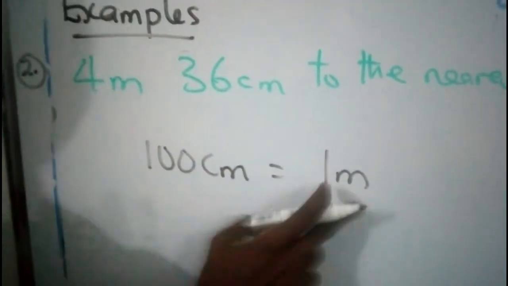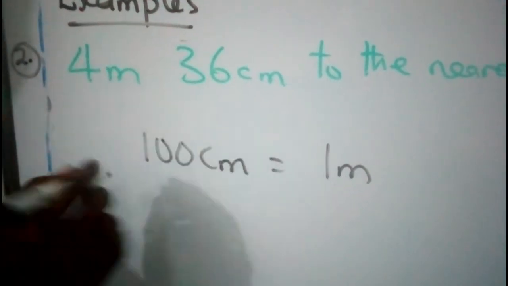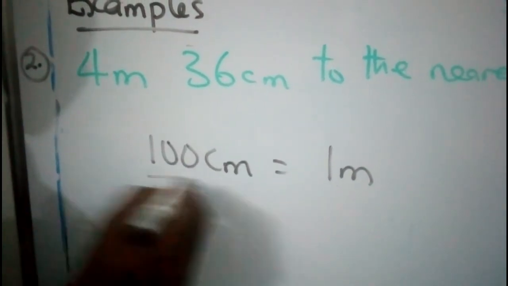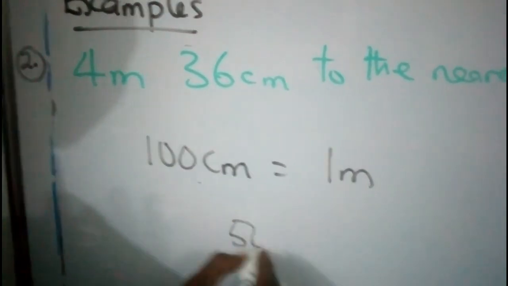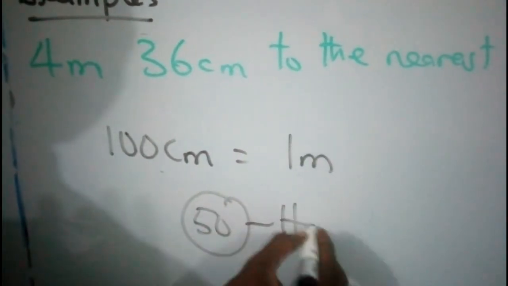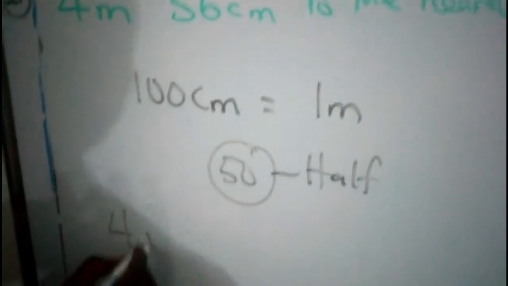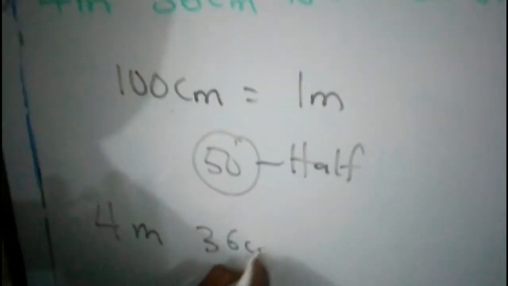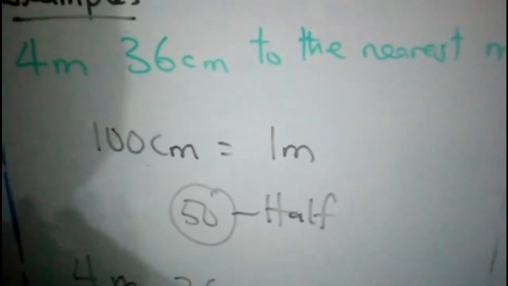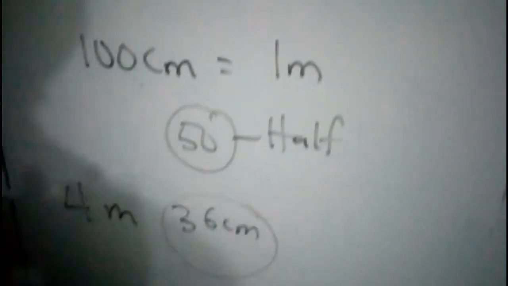So our exchange rate here is 100. So we need to get the half. What is half of 100? Half of 100 is what? 50. So you call it what? The half. Isn't it? So next thing is to rewrite your question. 4 meters, 36 centimeters. Don't forget, we are approximating to the nearest meter. So we leave the meters alone. We consider the centimeters. That's what we want to approximate.